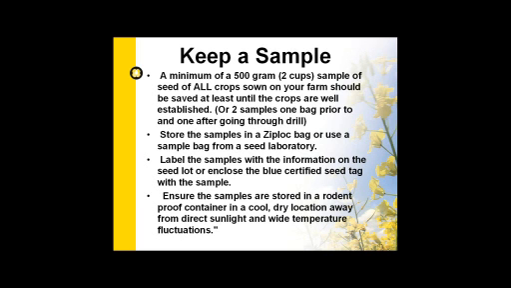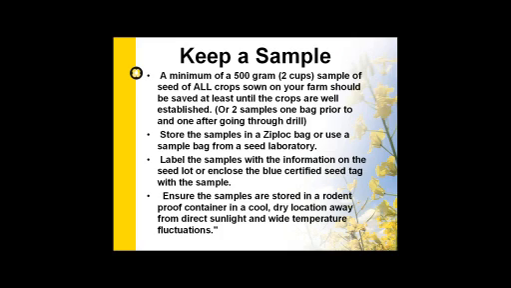I think the first thing to be thinking about, though, when we start off the season here, is keep a sample. A minimum 500 gram or 2 cup sample should be kept from all the crops we've sown. Doesn't matter whether it's barley, canola, wheat, we should all be keeping samples. The biggest thing is keep it in a Ziploc bag, put it into a rodent-proof container, and store it in a very cool, dry location.